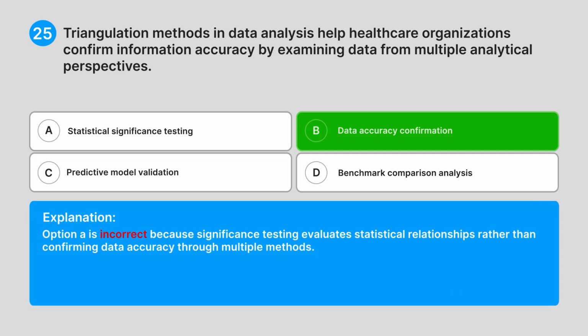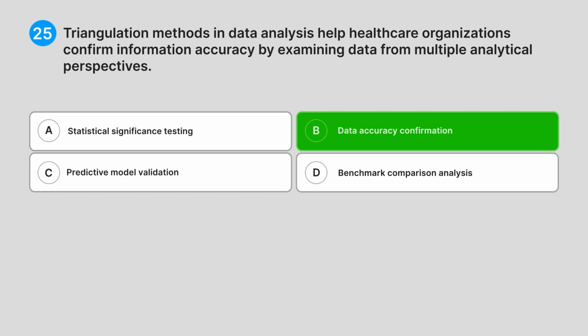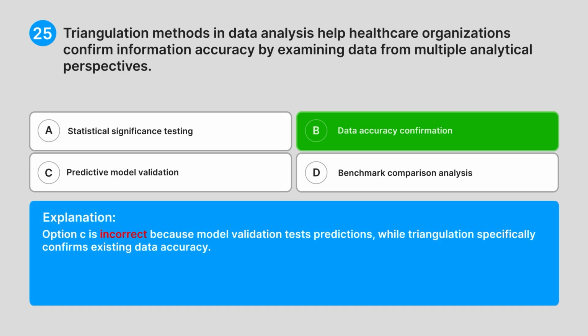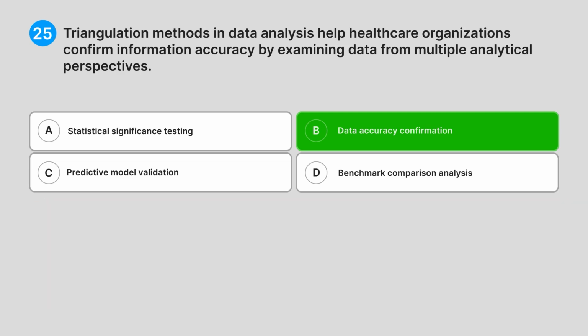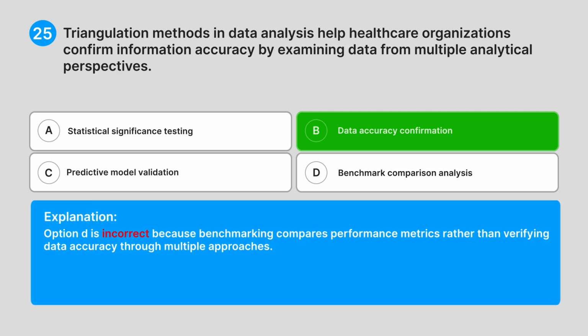Option A is incorrect because significance testing evaluates statistical relationships rather than confirming data accuracy through multiple methods. Option C is incorrect because model validation tests predictions, while triangulation specifically confirms existing data accuracy. Option D is incorrect because benchmarking compares performance metrics rather than verifying data accuracy through multiple approaches.